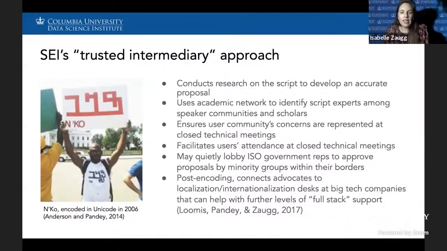Post-encoding, SEI also works to connect advocates to localization and internationalization desks at big tech companies to continue the work of supporting scripts. So, at the level of software, at the level of keyboards and input, etc.